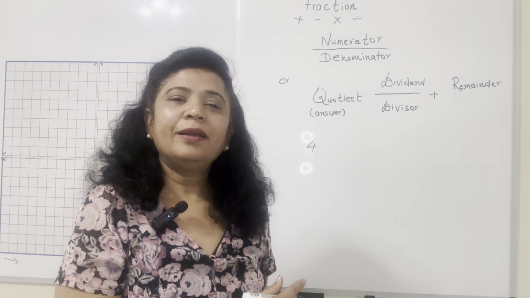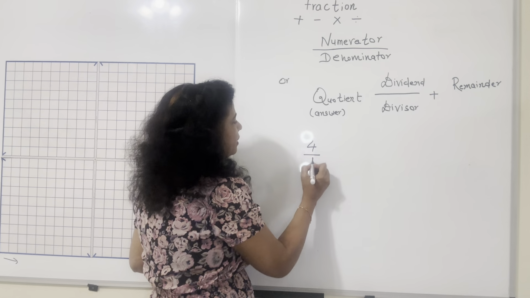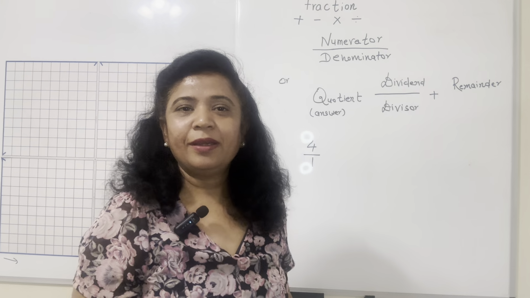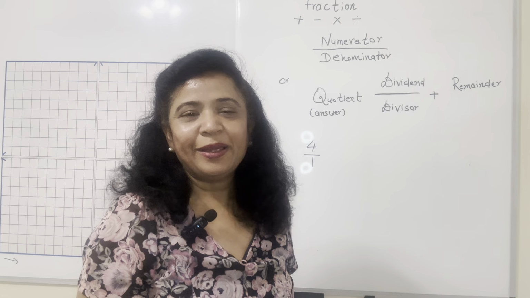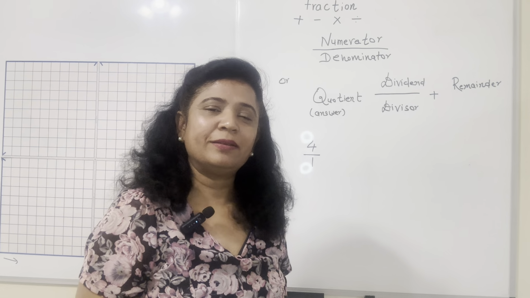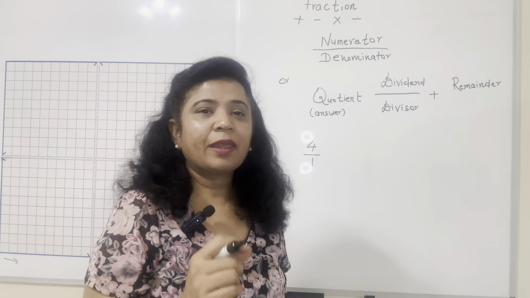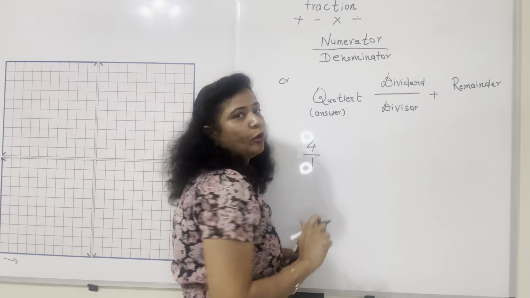So now, can we write this as a fraction? Yes, we can always write this as a fraction. You don't see it, but it is always divisible by 1. And 1 can be a divisor or denominator. So any number can be written as numerator and denominator.